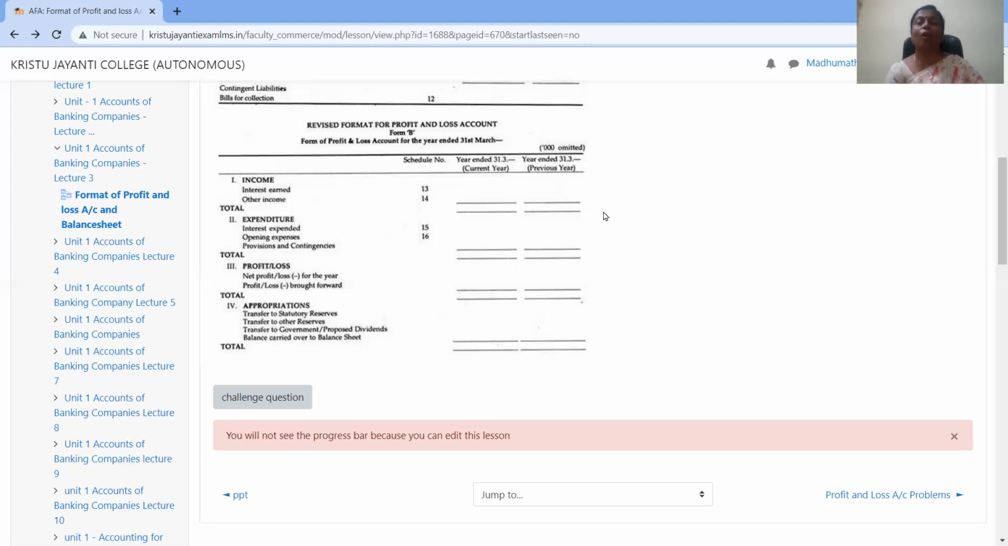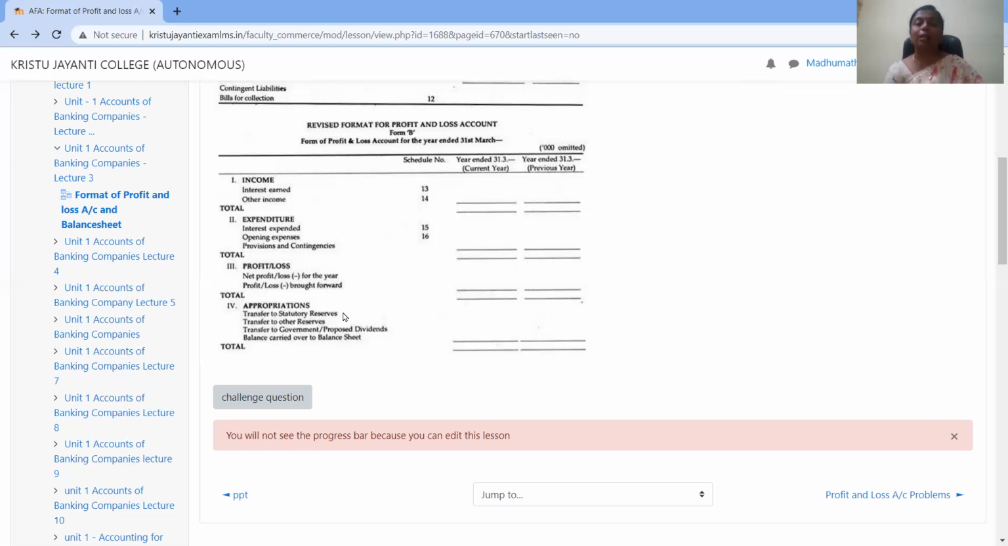The last part of our profit and loss account is our appropriation. Under this appropriation, if you are conducting any kind of banking activity in India, 25% statutory reserve on current year profit is mandatory. So you have to maintain 25% statutory reserve. What do you mean by statutory? It is as per law, you have to maintain 25% of reserve.